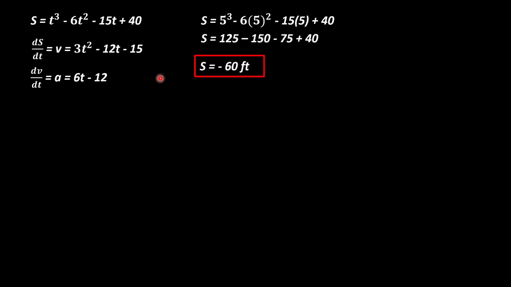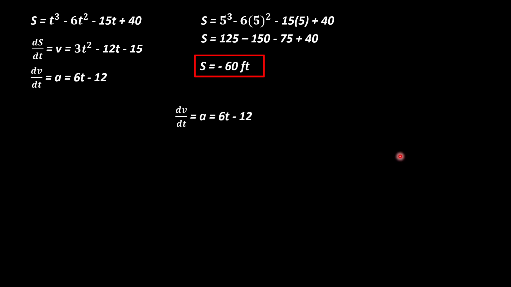Bakit may negative? So, imagine niyo meron tayong Cartesian plane. So, negative, papunta siya, ibig sabihin, yung ating particle is papunta sa kaliwa. Kung positive, papunta sa kanan. So, yun po ibig sabihin ng negative sign.